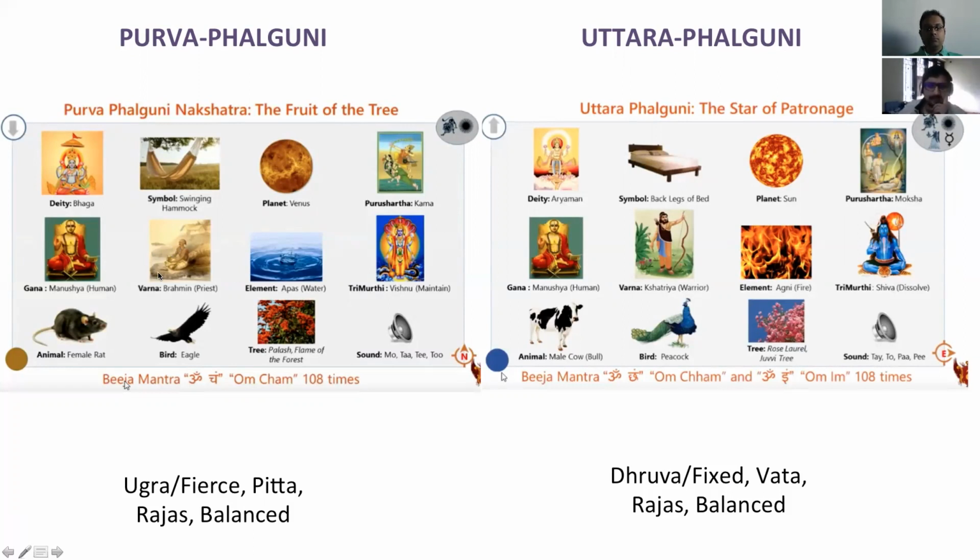And then Brahman is the priest for Purva Phalguni. And Uttara Phalguni is the natural Kshatriya, the warrior, the person who gets things done. Whereas Purva Phalguni have a mystical bent to them with the Brahman association. The element is that of water or fluid. And with Uttara Phalguni, element becomes fire. So there is a contrasting energy happening there. And the Trimurti is Vishnu for Purva Phalguni, and with Uttara Phalguni is that of Shiva. So again, there is the contrast happening between Purva Phalguni and Uttara Phalguni.